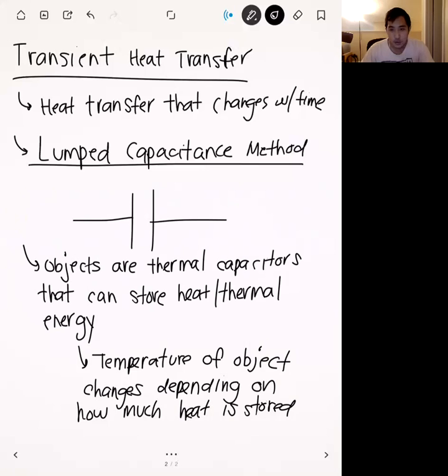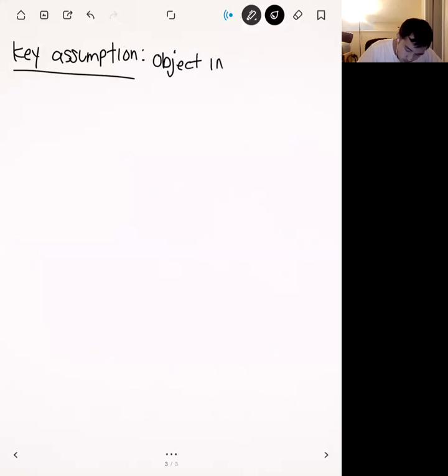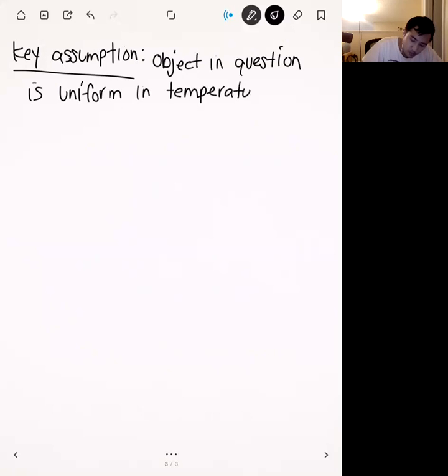Okay, and so this leads us to the key assumption that we have to make with the lump capacitance method. The key assumption is that the object in question is uniform in temperature. All this basically means is that if you measure the temperature anywhere in your object, whether on the surface or somewhere in the middle, it should be the same temperature all throughout, okay?